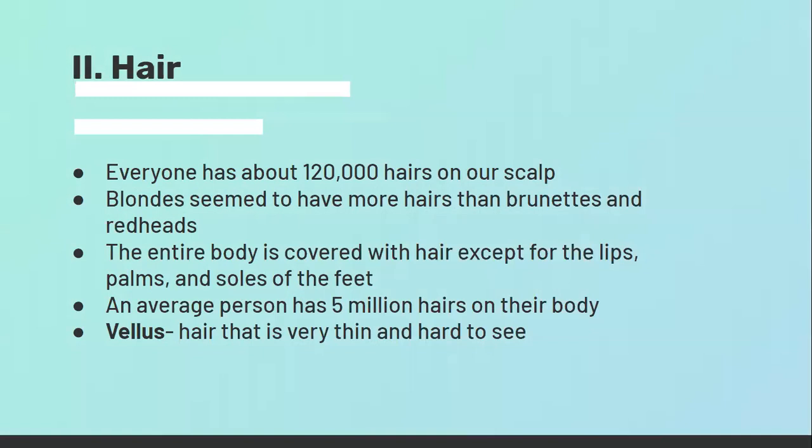So just some general facts about the hair. Everyone has about 120,000 hairs on our scalp, and blondes actually seem to have more hairs than brunettes and redheads in a study. Your entire body is covered with hair, except for your lips, palms, and the soles of your feet, like the very heel of your foot. No matter how sparse or tiny the hair is, it's all over your entire body. An average person has 5 million hairs on their body. So not just the head, everywhere, 5 million, a lot.